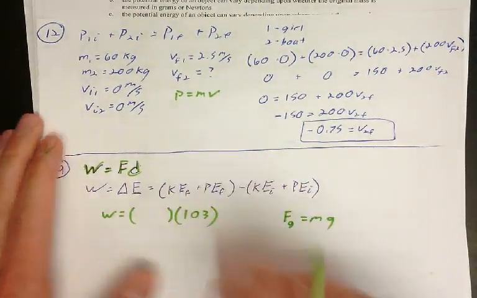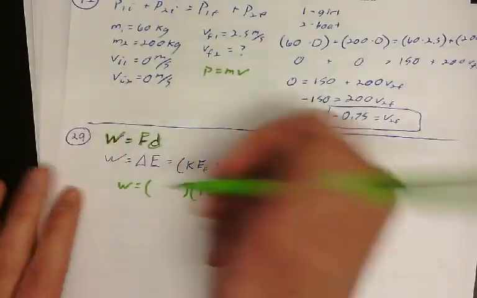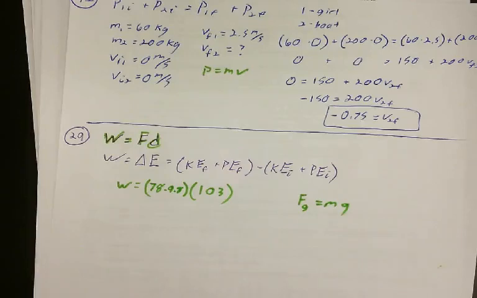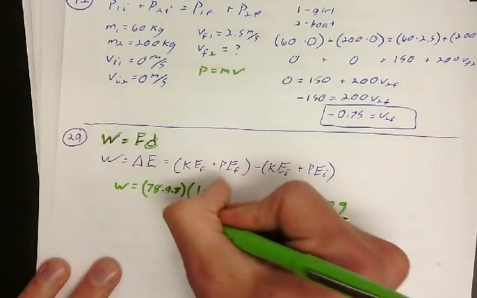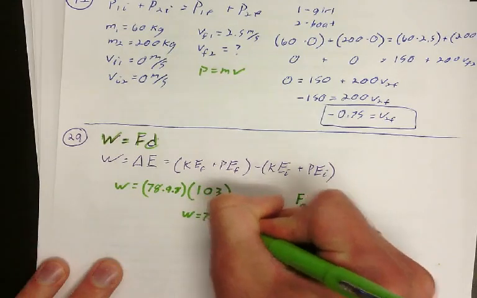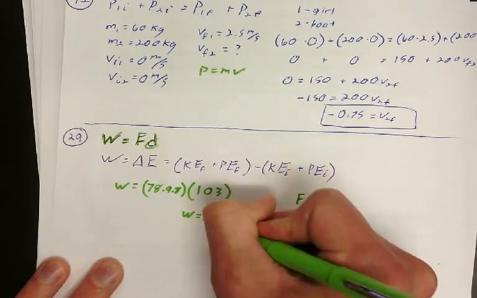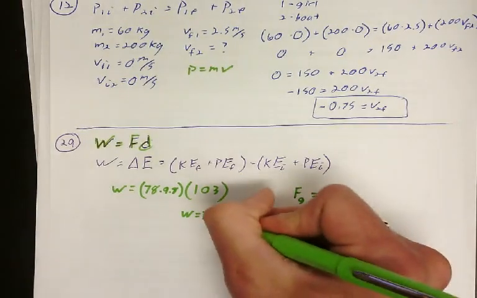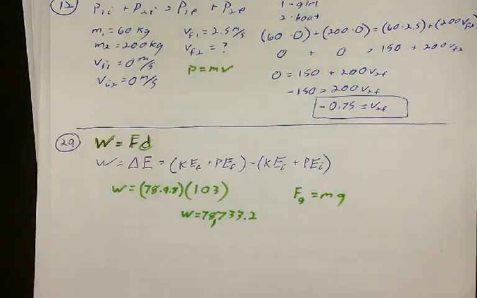So mass is what, 78, times g, which is 9.8. So you just multiply all that stuff together. So 78 times 9.8 times 103. And you get 78733.2. So that would be how I would do the work.